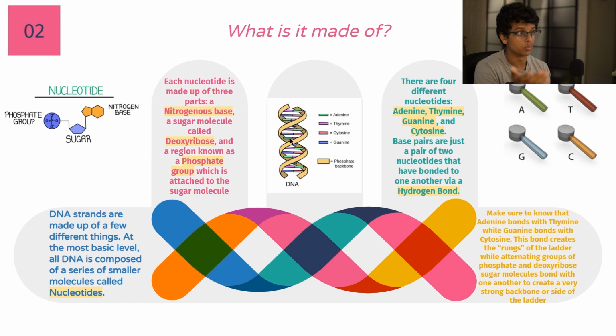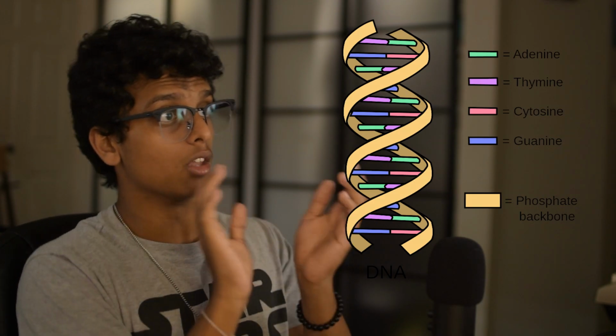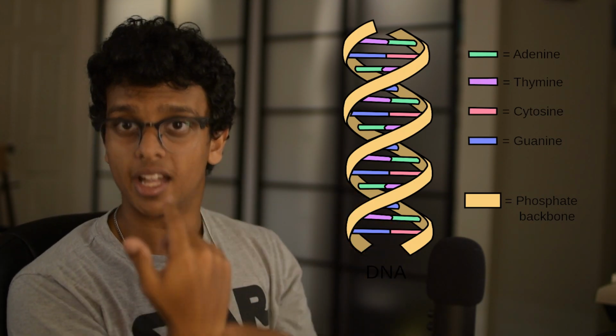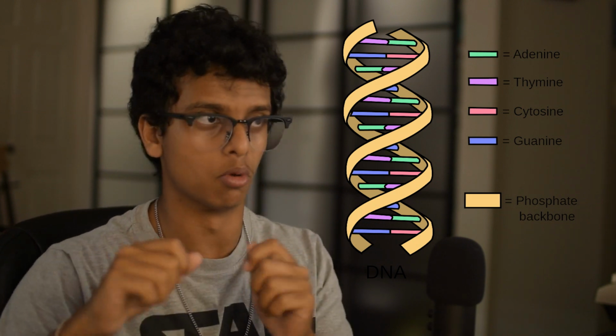While the alternating groups of phosphate and deoxyribose sugar molecules bond with one another to create a very strong backbone or side of the ladder. You can't have a wobbly ladder. You need to have a strong side, stuff to hold on to. Essentially, that's what the alternating groups of phosphate and deoxyribose do. This phosphate backbone that you see in the graphic on the presentation and right here, that yellow band that's spinning around, that's the phosphate group, and that's really strong. That can't be broken apart.